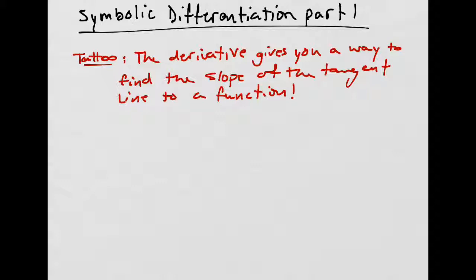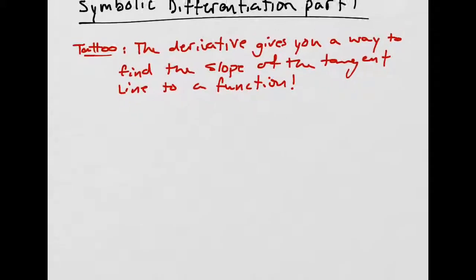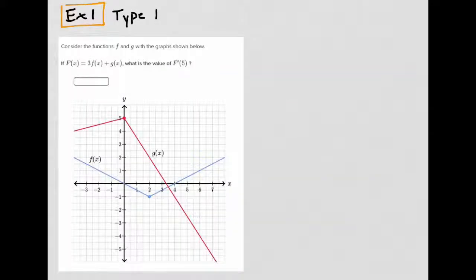Okay, let's try the first example, type 1. This will be from graphs. This part you do not need to write down. You can if you want, but you do not need to write this down. I don't need you to draw all this stuff.